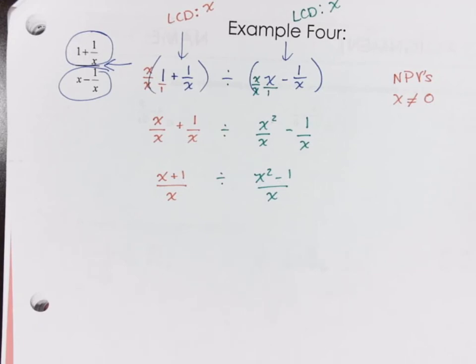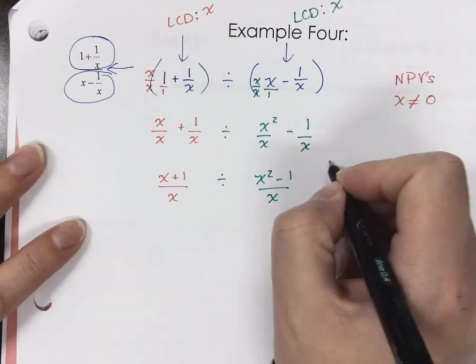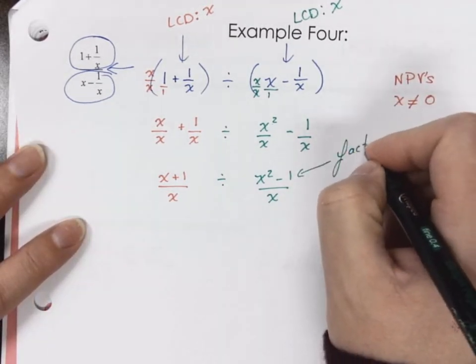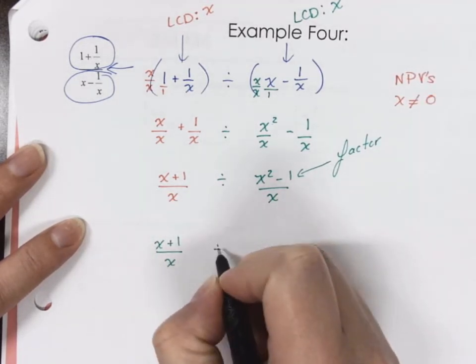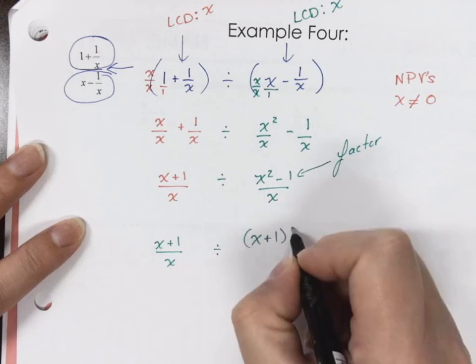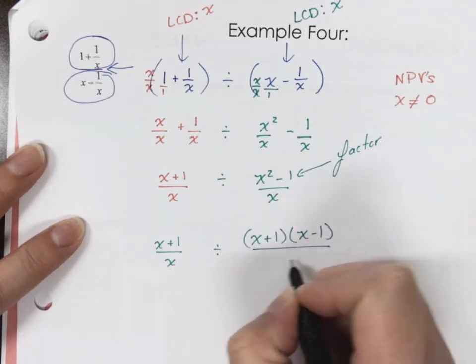This is looking good. Anybody see something we can do? Anybody? Thoughts, feelings? Multiply by the reciprocal, for sure. We're never going to divide, we're going to multiply by the reciprocal. But before I do that, there's something I see that needs to be done. That difference of squares is sitting there, right? And we want everything in factored form. So I need to factor that. So I have my x plus 1 on this side over x, divided by x plus 1, x minus 1 over x.